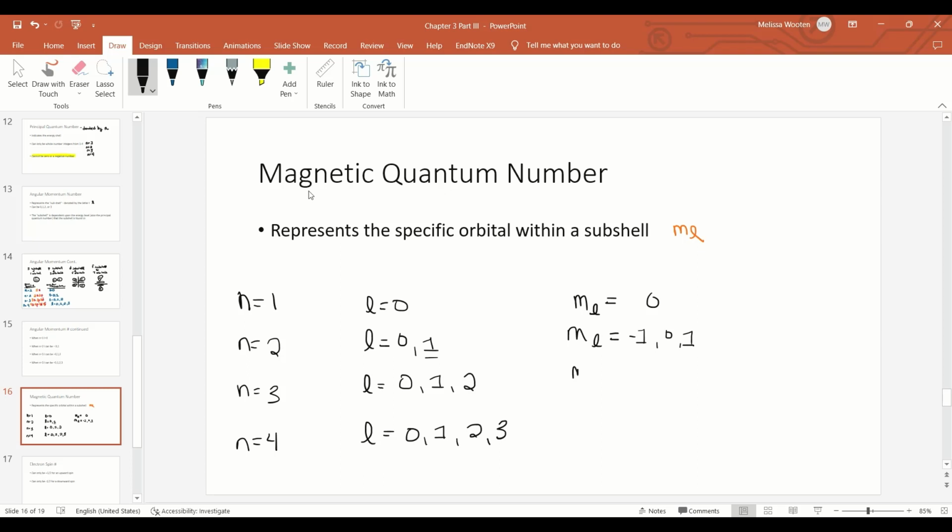Right? And then M sub L, what do you think it would be for here? Just pause and think about it for a second. For here, your options would be negative 2, negative 1, 0, 1, and 2. And for here, pause and think about what your range would be. What if we keep following the pattern? It's going to be negative 3, negative 2, negative 1, 0, 1, 2, and 3.